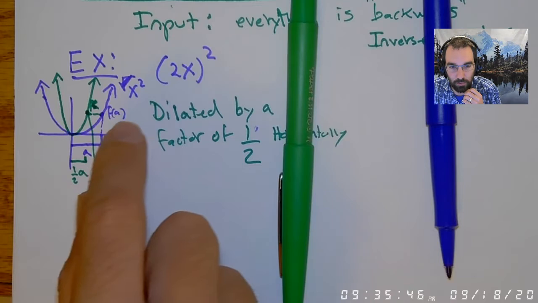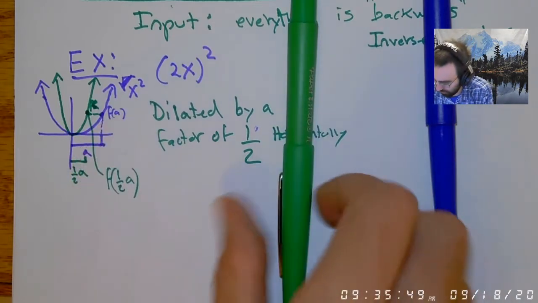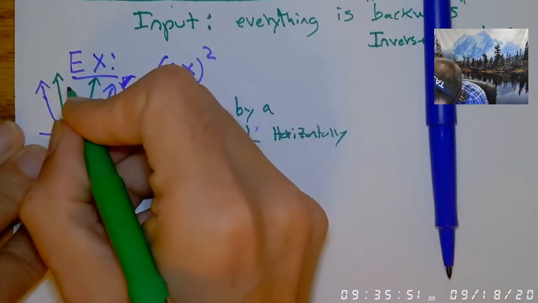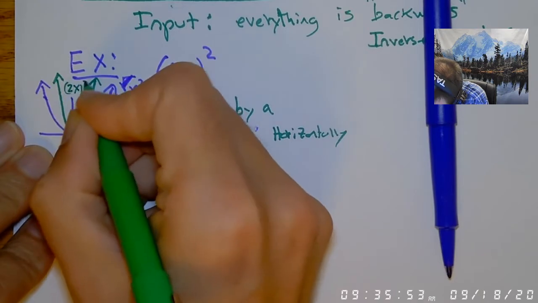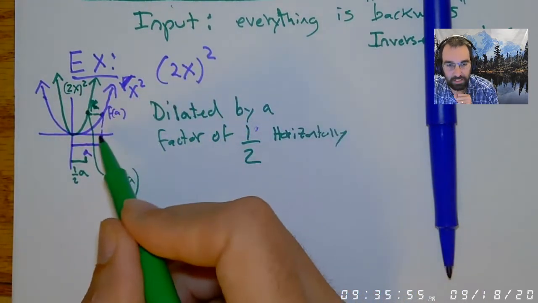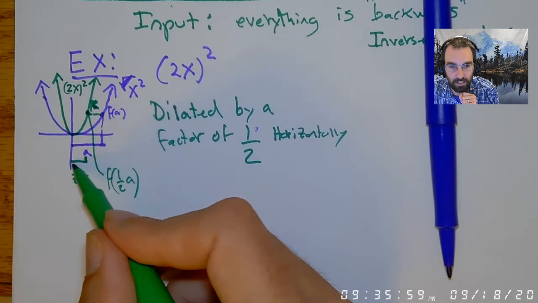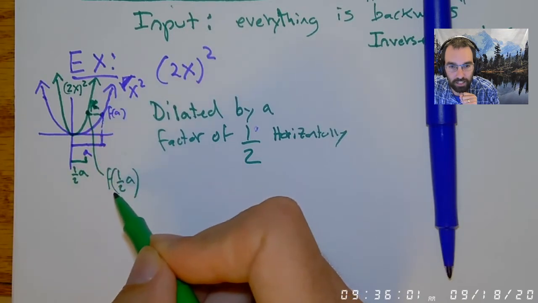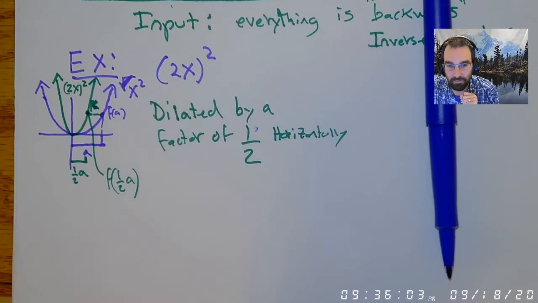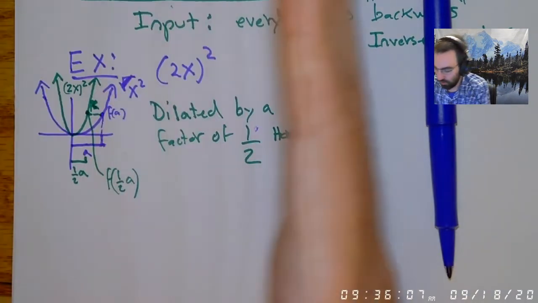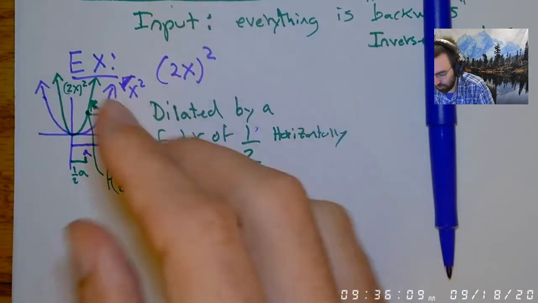So what this is saying is that if I had my original function, and this green function is 2x quantity squared, okay? So what's going on is that if this normally was f of A, the same value is now going to be f of 1/2 of A. Okay? So I hope that helps. So the horizontal is squishing it.